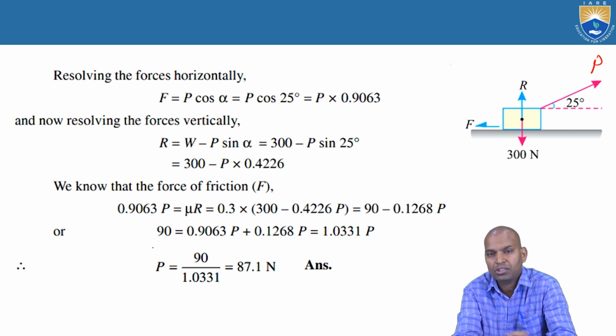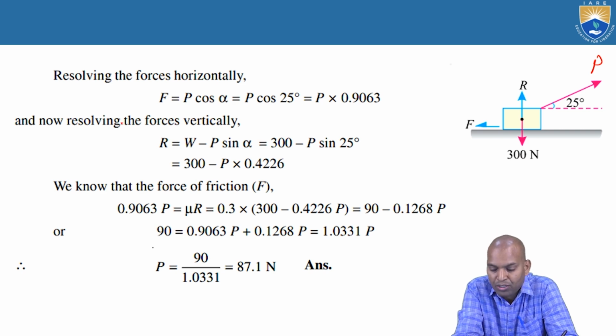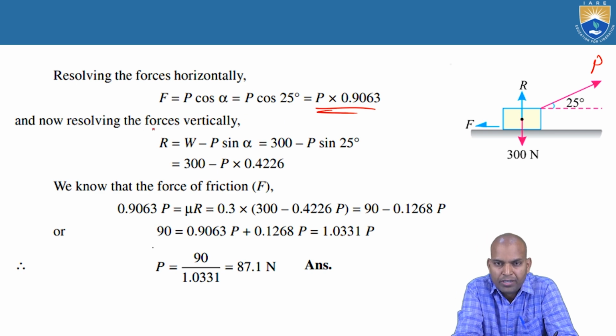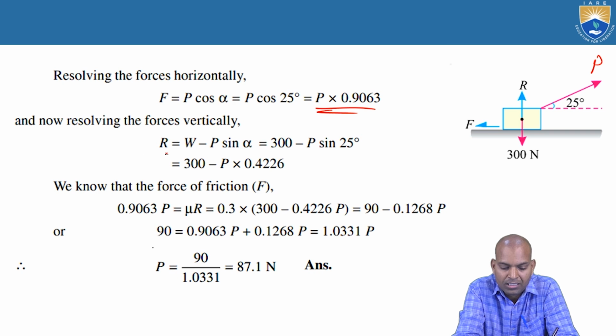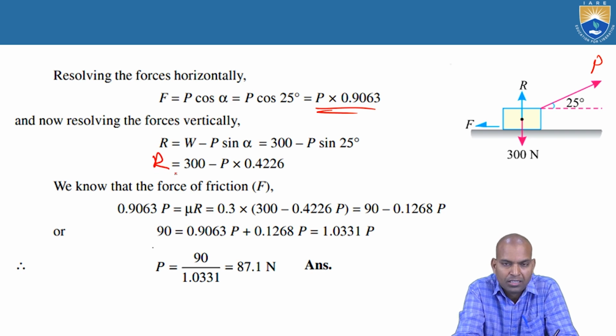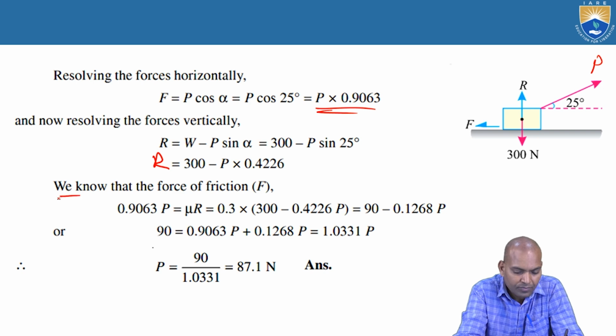Resolving the forces horizontally, F equals P cos 25, that is P times 0.9063. Resolving the forces vertically, R equals W minus P sin 25, that is 300 minus P times 0.4226. We know that the frictional force F equals mu times R. What is F equal to?